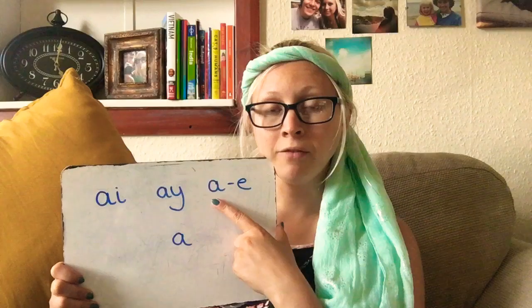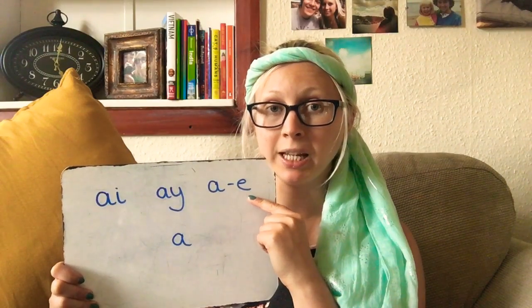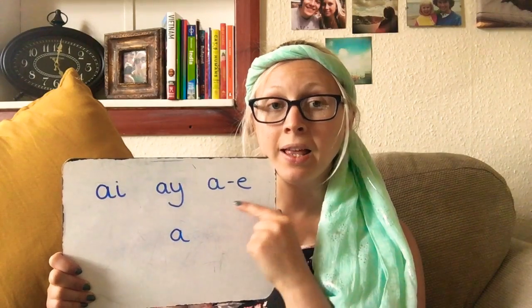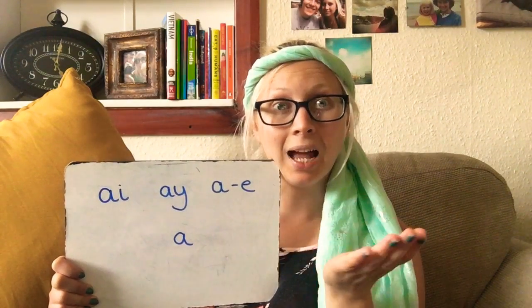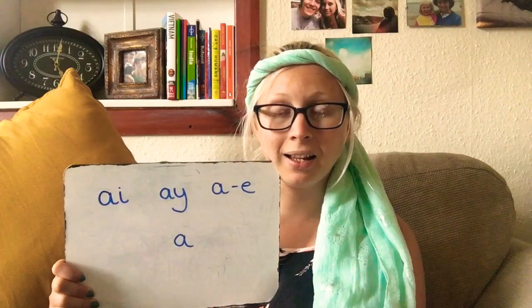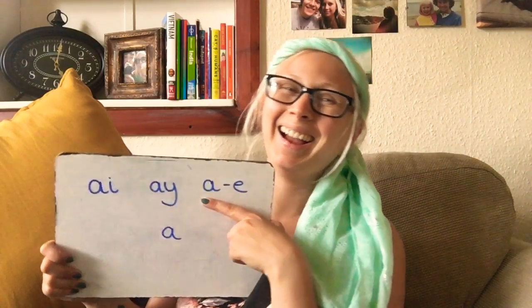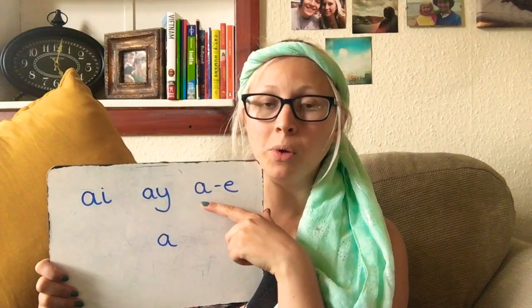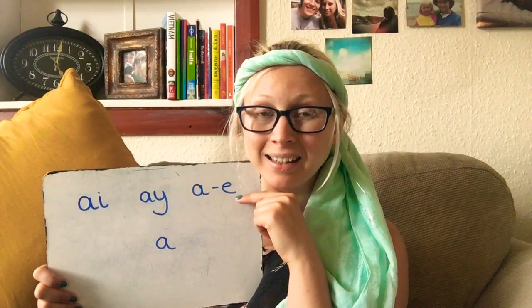We also have, that we did last week, our split digraph. We put a consonant in there, don't we? Like in the word like. No, that's I. What am I on about? Like in the word make or the word cake.